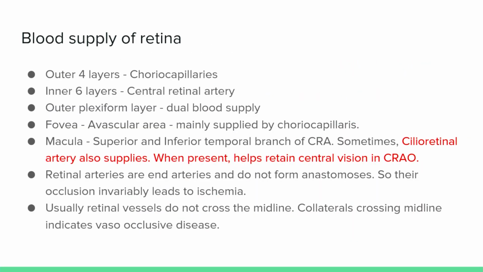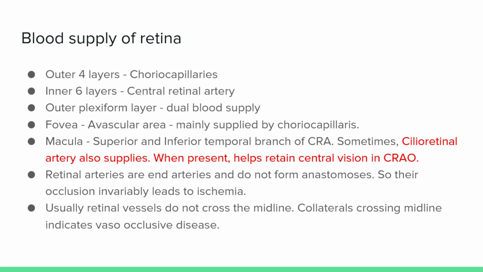Moving on to the blood supply of the retina. Outer 4 layers are supplied by choriocapillaries. Inner 6 layers are supplied by the central retinal artery. Outer plexiform layer has a dual blood supply. Fovea is an avascular area which is mainly supplied by the choriocapillaries.